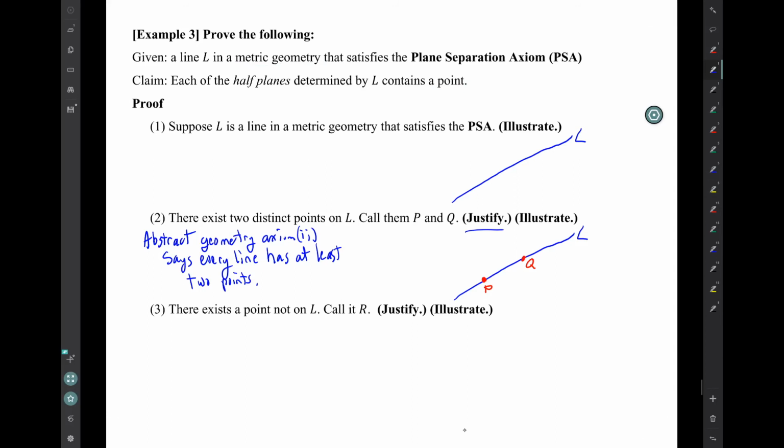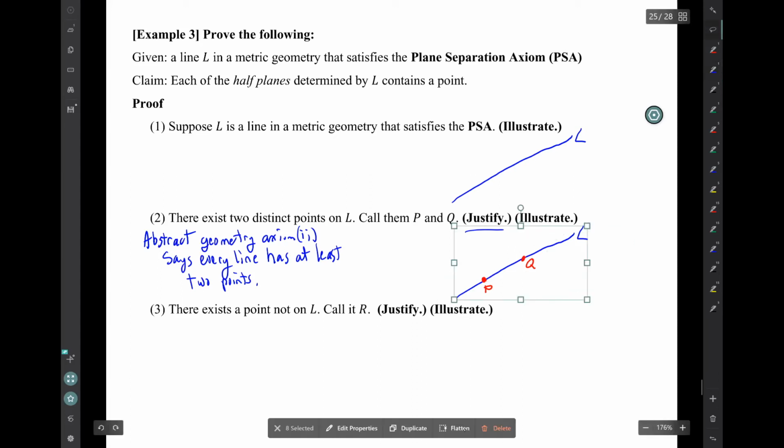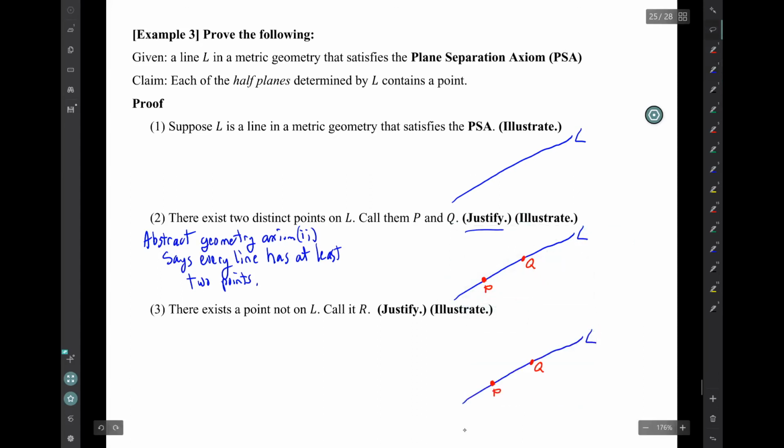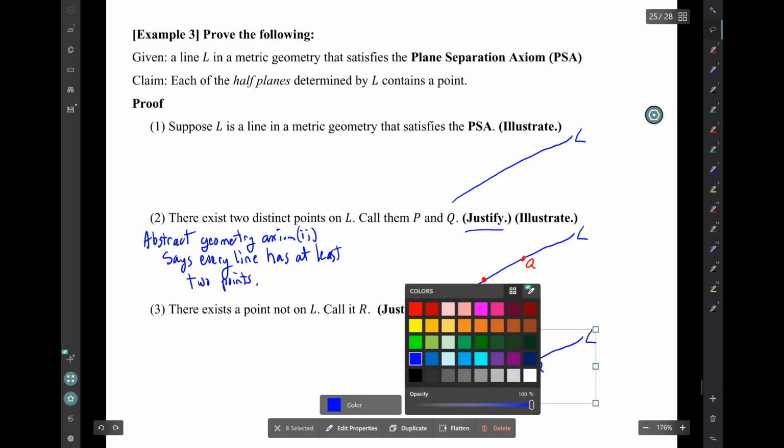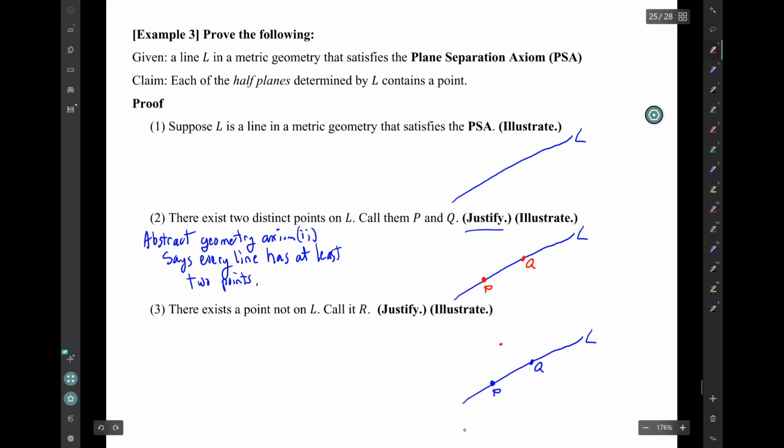There exists a point that's not on L. Call it R. We'll start with an illustration of that. So there's my illustration. I've drawn R in red, and I've shown the other stuff that was already there in blue, because it's no longer important. So how do we justify this statement, though? How do we justify saying that there exists a point R that's not on line L?